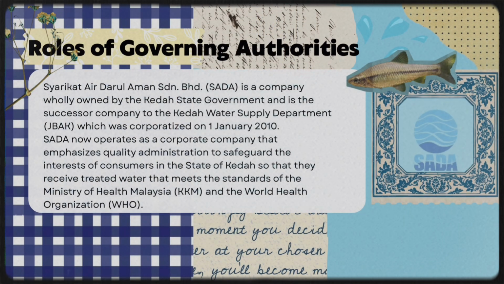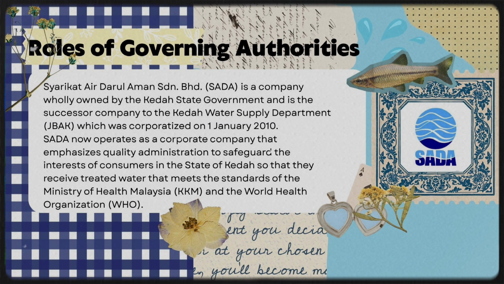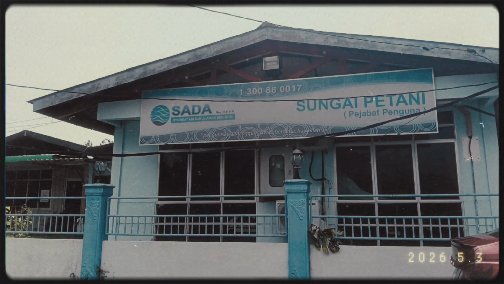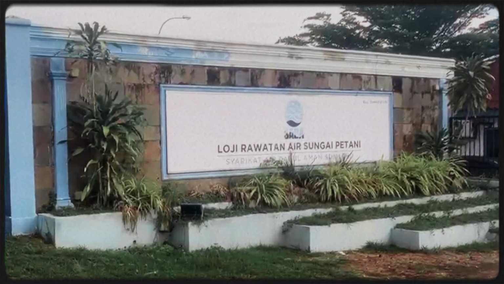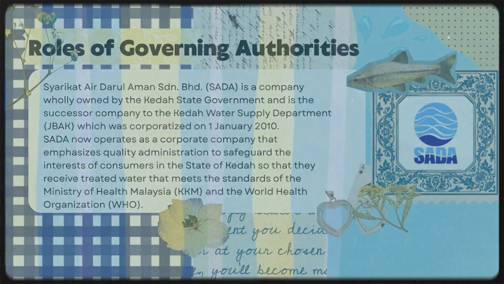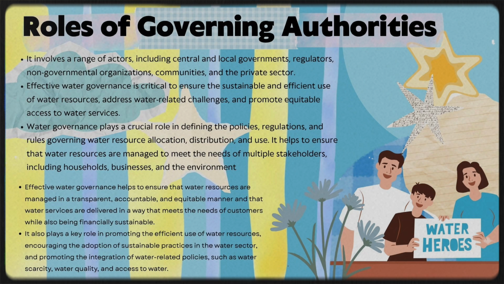SADA is the governing authority company for the state of Kedah. It operates as a corporate company to emphasize the quality of treated water for consumers in the state of Kedah that meets the standards of the Ministry of Health Malaysia. The governance is critical to ensure the sustainable and efficient use of water resources and address water-related challenges.